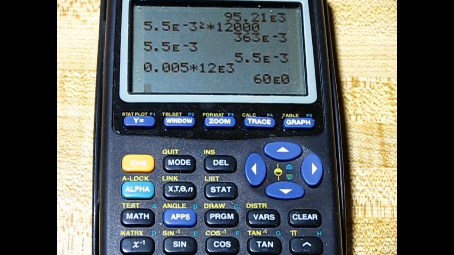Now, what's the deal here? Well, in one case I entered this as 12E3, in the other case 12,000, and the answer is whatever's faster and more convenient for you to enter, that's what you should do. If there's more keystrokes to enter the exponent, and it's easier to enter it directly as 0.005, then do that. It doesn't really matter. The calculator is going to keep track of the exponents.